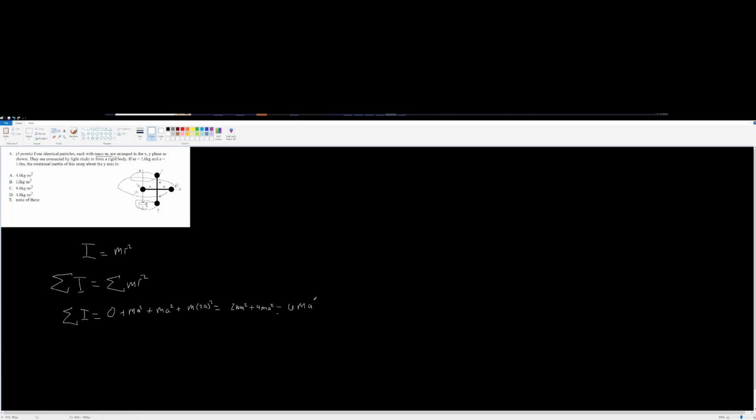6ma squared. Now, if the mass equals 2 kilograms and a equals 1 meter, then this equals 6 times 2, which is 12, times 1 squared, which is just 1. So we have 12 kilogram meters squared. And on our answer sheet, that corresponds with answer choice B.